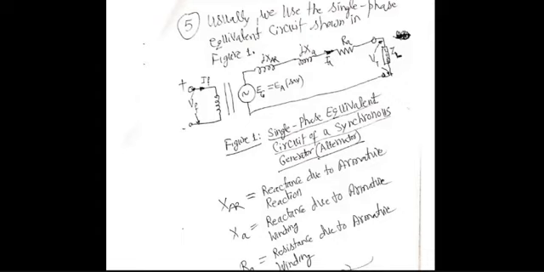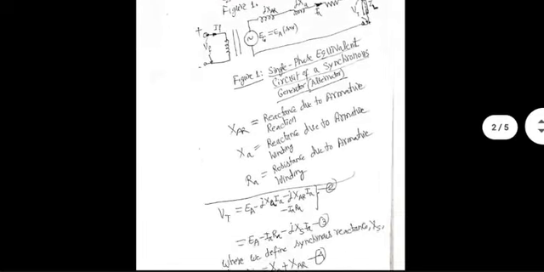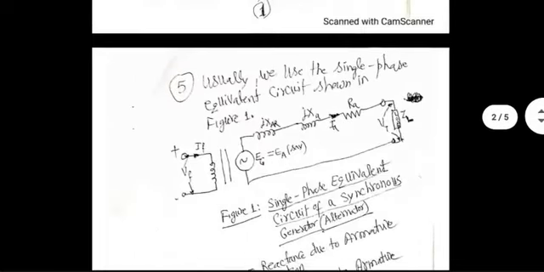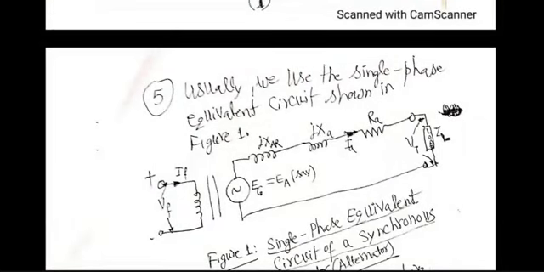XA is the reactance. Self-inductance will be there for the armature conductors. So XA will essentially mean 2 pi F LA, where LA is the self-inductance of the armature winding. And RA is the resistance of the armature winding, per phase, of course. So once you have drawn this equivalent circuit, circuit theory kicks in. It's very easy to write the equations from there.